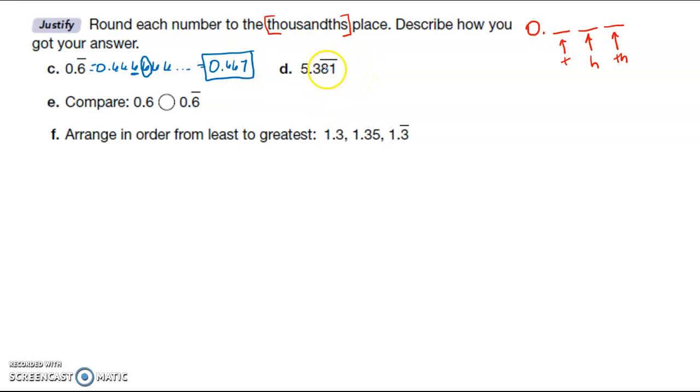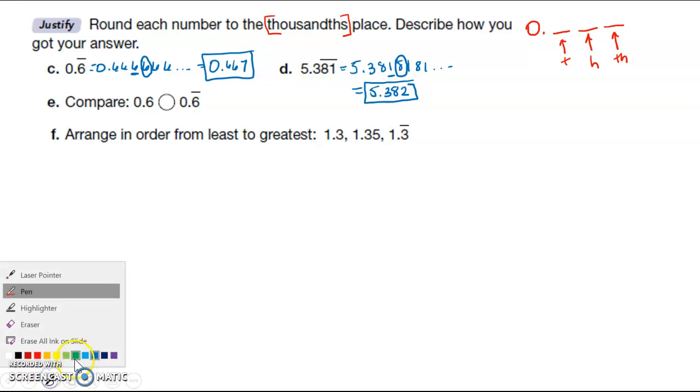Over here it says that the 8 and the 1 are repeated, so this is equal to 5.3818181, on and on and on. And the thousandths place would be right here, and I'm going to look at this 8, which means I'm going to bump this up to 2. So my answer is 5.382.